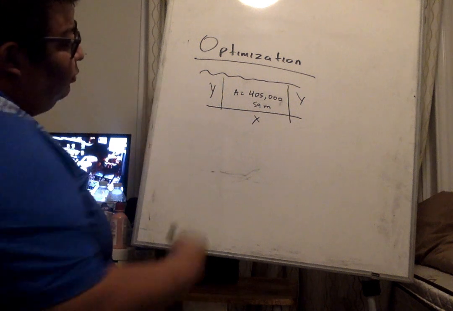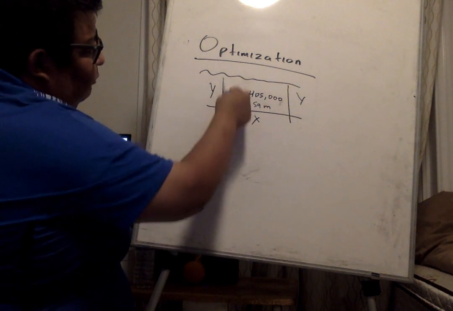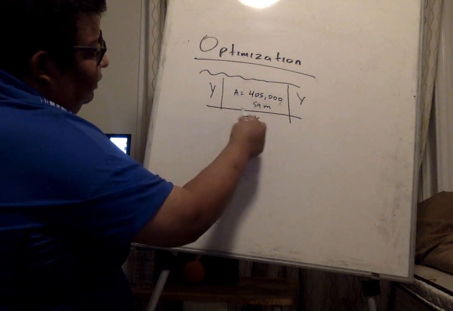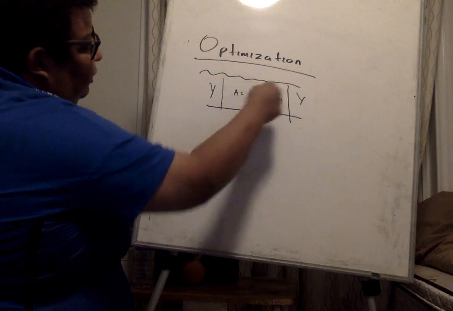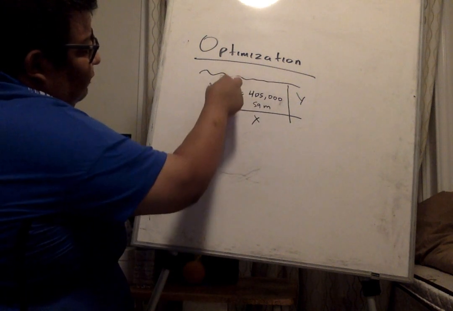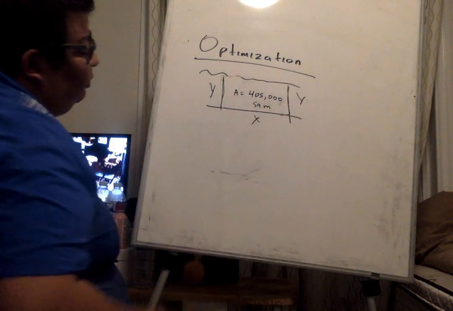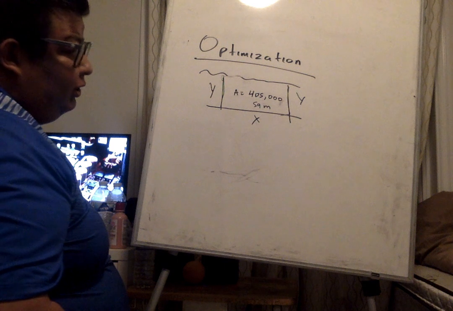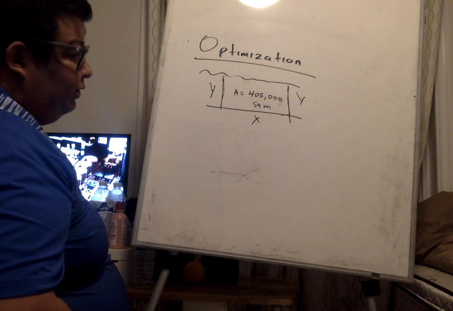So we have the task to find the dimensions y and x of a rectangular area that is 405,000 square meters. You have a river here, so you don't have to worry about this type of fencing. So you only have to worry about the dimensions of the fencing that goes here and here. So we need to find those dimensions and how to optimize them, so that way we use the least amount of fencing.